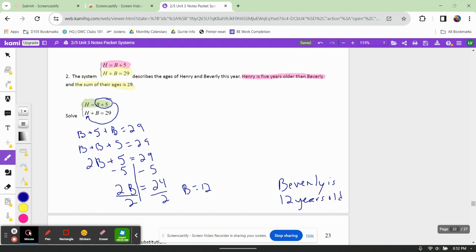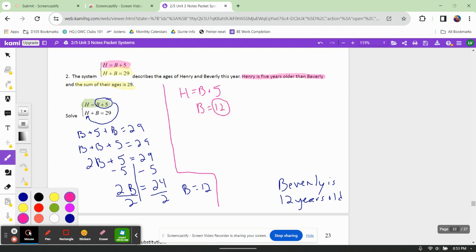Now we need to go back and solve for Henry's age. Again, it doesn't matter which equation you choose. I'll go with the first one. Henry equals Beverly's age plus 5. And we know that Beverly is 12. So I'm going to take this 12 and plug it in for our b. H equals 12 plus 5. So H equals 17. So that means that Henry is 17 years old.